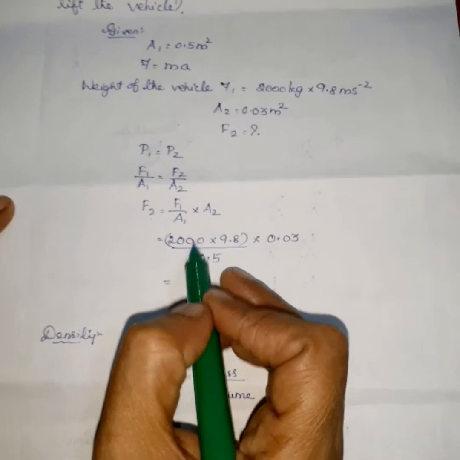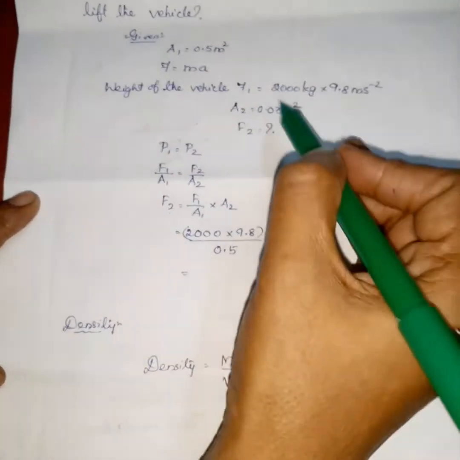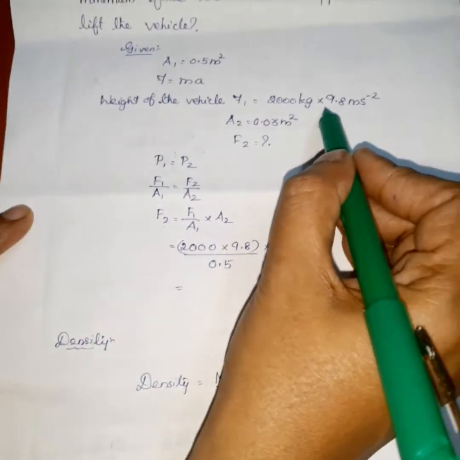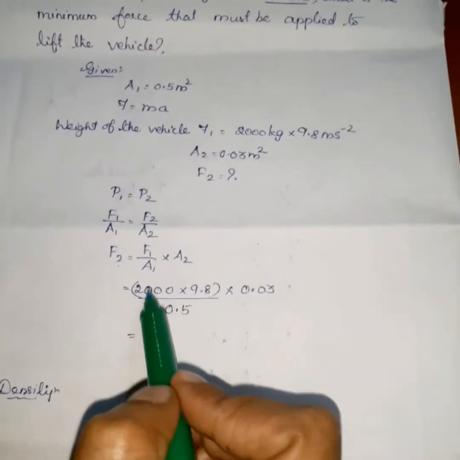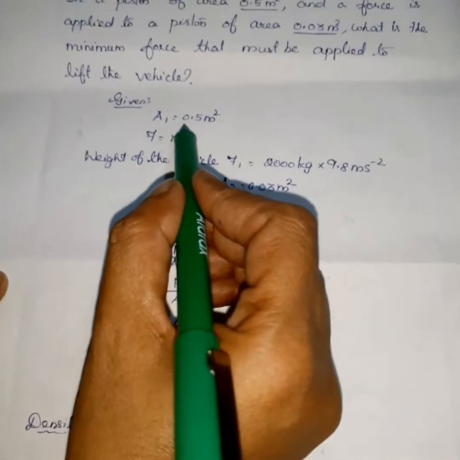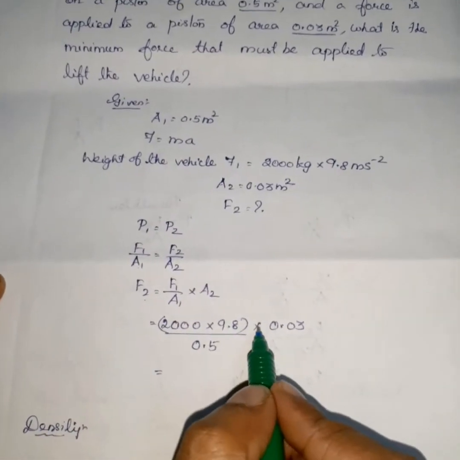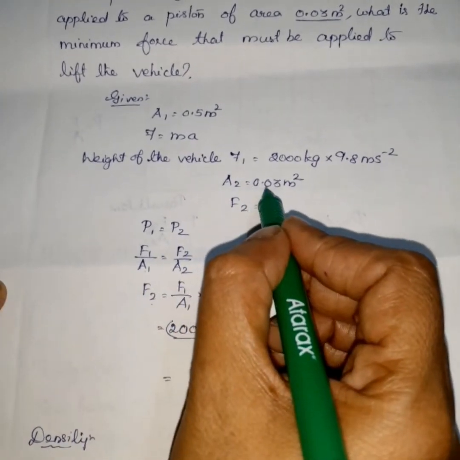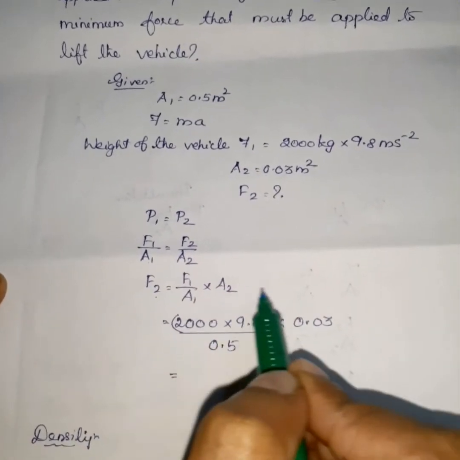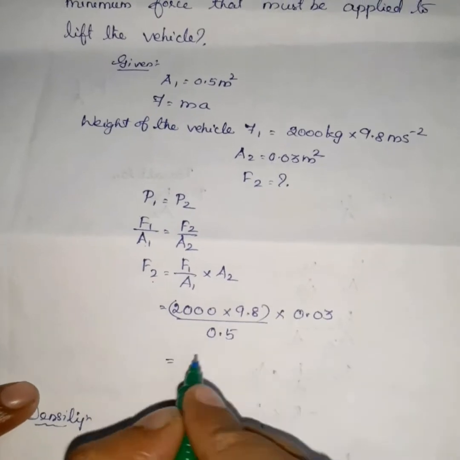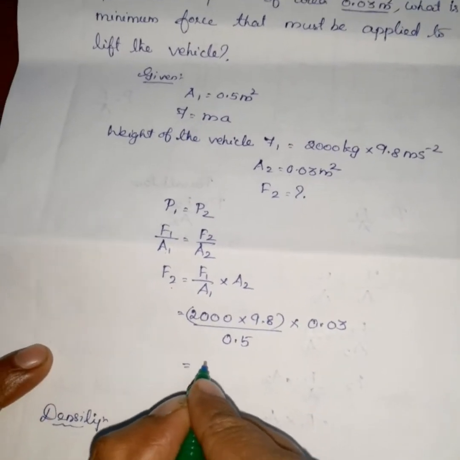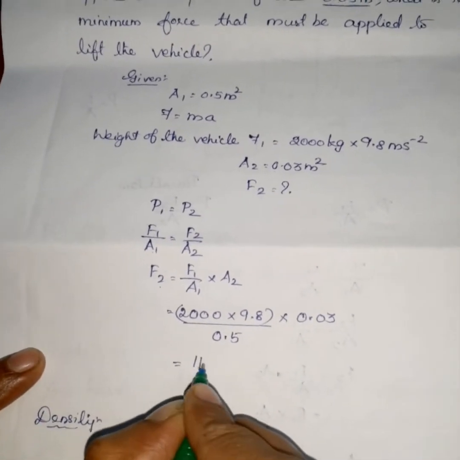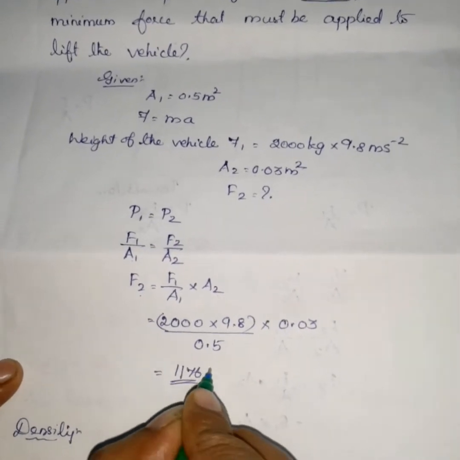Okay. F1, the force, is equal to how much? 2000 into 9.8 divided by A1, which is 0.5, into A2, which is 0.03. Okay, now you calculate all the values, you get the answer: 1176 Newton. Okay.